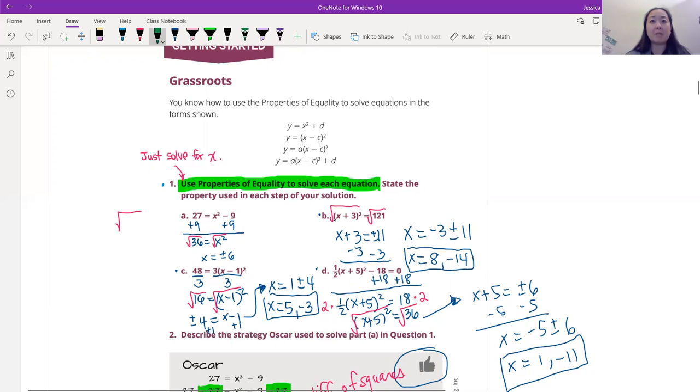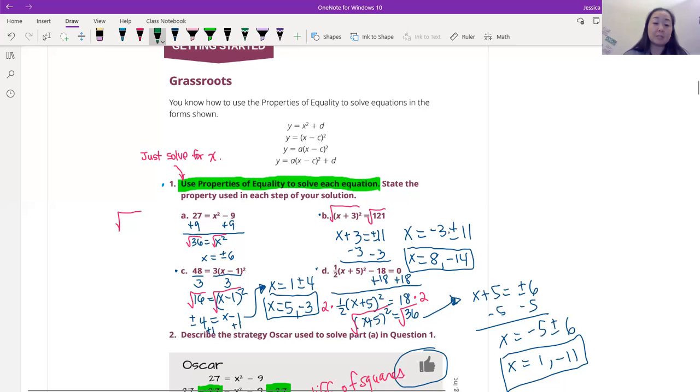Again, if you look at B, it's kind of like A, but not really, because you notice that there's a parentheses with a square on the outside, which means we have to get rid of that first. So we're going to square root both sides first. And when we square root both sides, remember, we have to add in the plus or minus right here, 11. And then we're going to subtract 3 on both sides. So we're going to get something that looks like this. So x is equal to -3 plus or minus 11. And in standard form, we always put the plus or minus at the end.